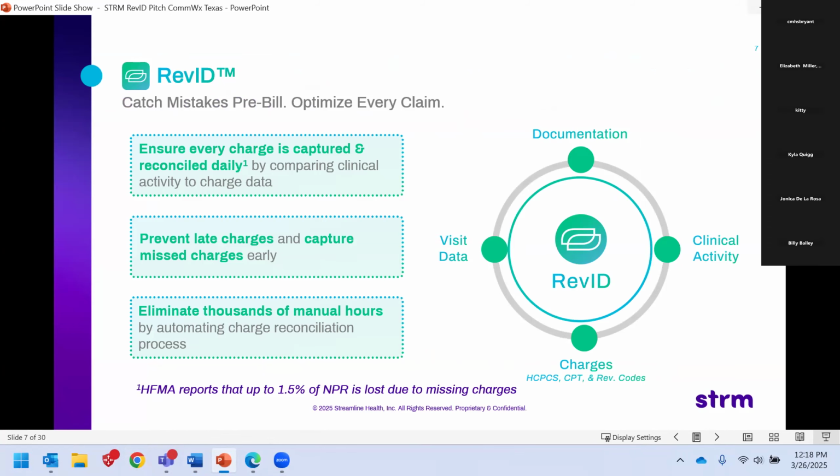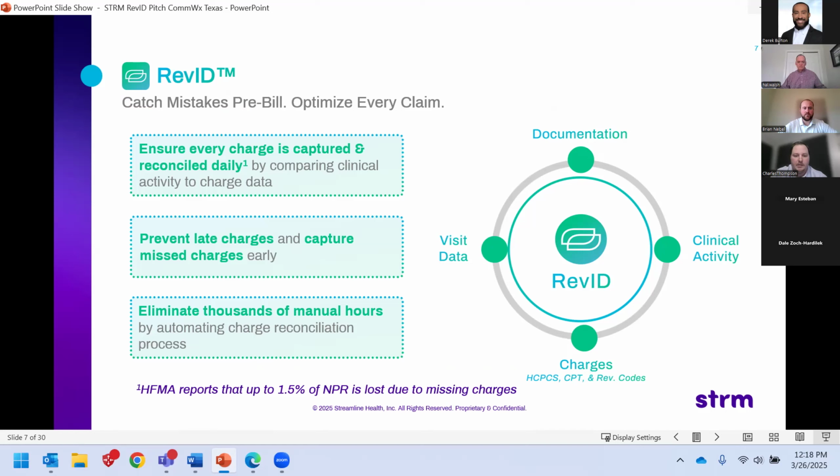So as Brian and Hal kind of alluded to, the automation technology we're talking about today is RevID, which is what CRISP and a number of other CommunityWorks facilities have implemented. What RevID does is sit pre-bill and work daily behind the scenes and automatically take away the manual work of the suspended charges report and all the other reports you're printing off currently, trying to see where your charges exist. It's going to ensure that every single charge is captured and reconciled on a daily basis by automatically comparing those clinical extracts to the charge data and preventing that revenue leakage at the source.